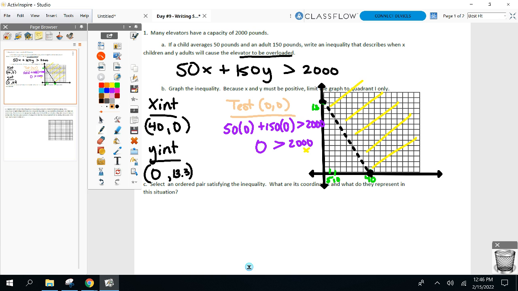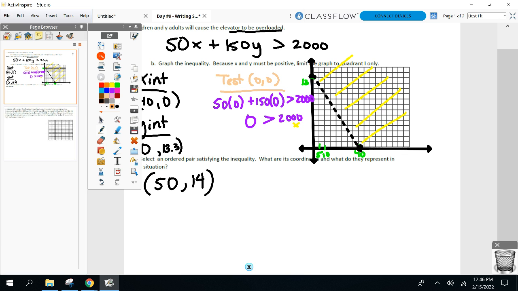Last part, and this is a part that's going to be included more and more now. Give me an answer to this inequality that's clearly in your shaded region. I'm only going to take one response from one person. There's multiple ways we could do this. But just give me a clear point in the shaded region now. Lizzie? 50, 14. Yeah, everyone agrees that's clearly in the shaded region. 50, 14.